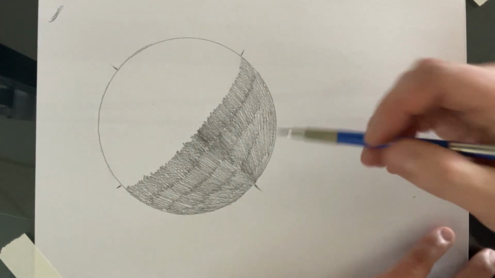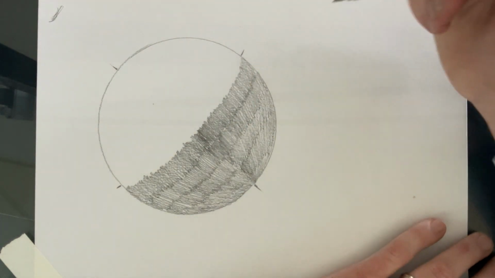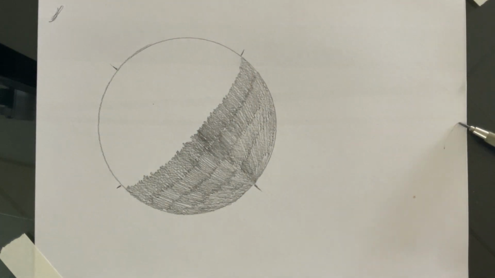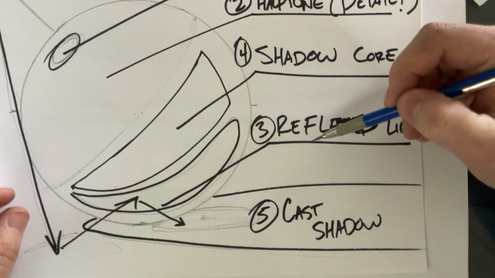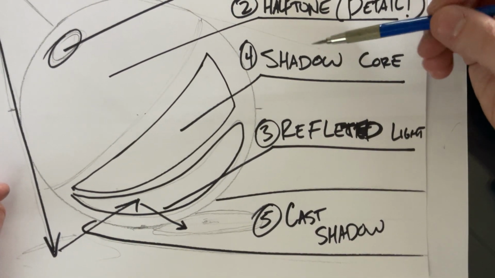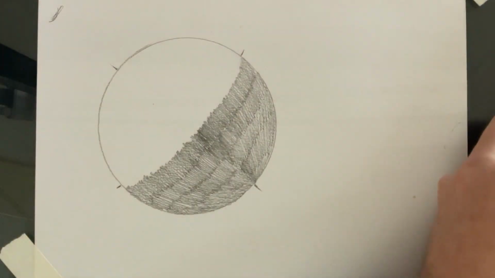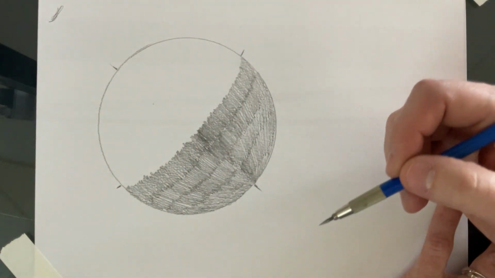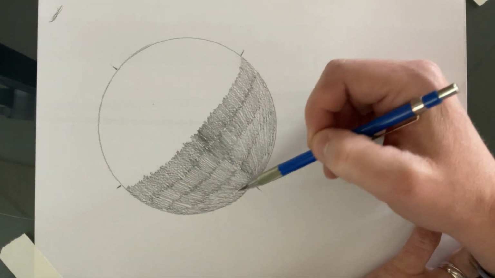It's all roughed in. And now the next step is to resharpen my 2B. Okay, here we go. And now I need to start working on blending. But on the shadow side, I also need to be aware of where my reflected light is going to be and where my shadow core is going to be. Shadow core is darker than reflected light. So if I just keep blending here, I could lose it. So I need to make sure that this stays lighter.